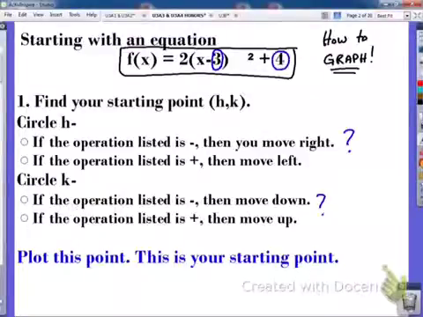So here's the starting point. What is H in this case? 3. What is K? 4. So the starting point is 3, 4. Now notice.